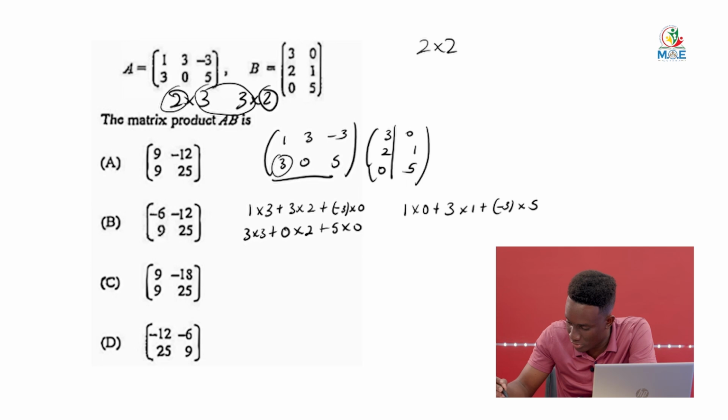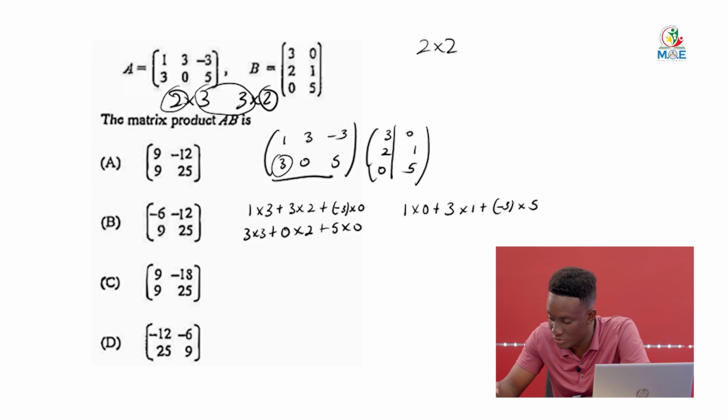These numbers, use them as a guide. They should be the same. And I do the same thing here. So it will be 3 times 0 plus 0 times 1 plus 5 times 5.